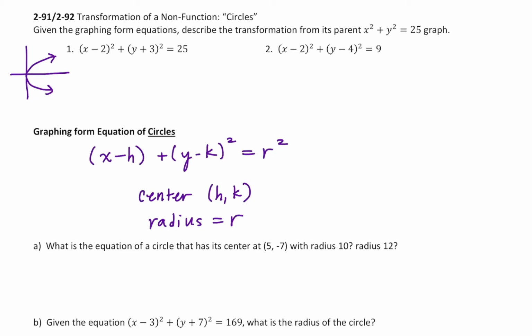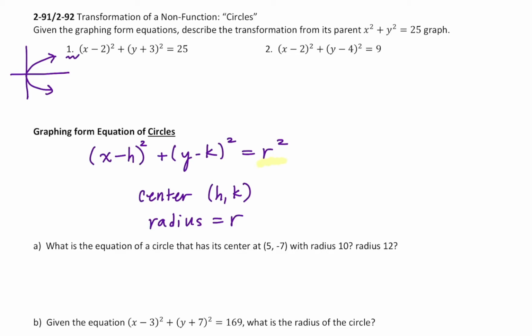The equation in the graphing form of a circle is (x − h)² + (y − k)² = r². The center of the circle is the locator point, which can be designated as (h, k), and the radius of the circle is r. What you want to keep in mind is that this constant at the end of the equation is usually the radius value squared. So if you look at number 1 over here, we have the equation of a circle.